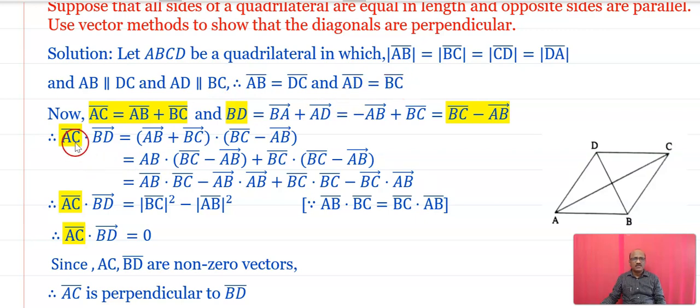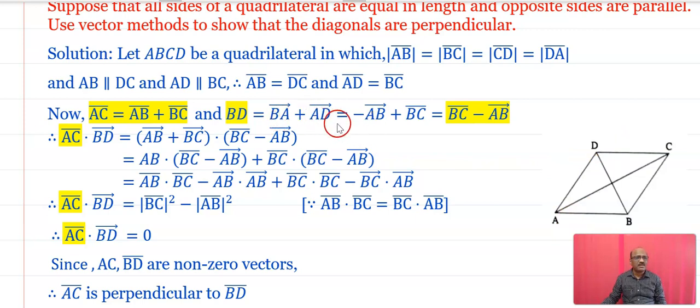Now here, see this, AC bar. AC bar means what? AB bar plus BC bar. And what about BD bar? BD bar is nothing but BA bar plus AD bar. But what is BA bar? BA bar is nothing but minus AB bar.